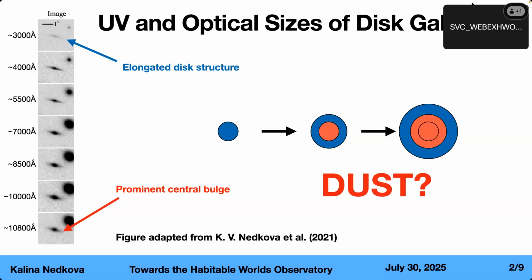What about, could this instead be centrally concentrated dust in the center that is attenuating the light and causing the centers of these galaxies to appear redder than their outskirts? One thing that you can do to begin to address this is measure the sizes of galaxies in the UV and optical, where you might expect that in the UV, the galaxies will appear larger, and in the optical, they will appear smaller.